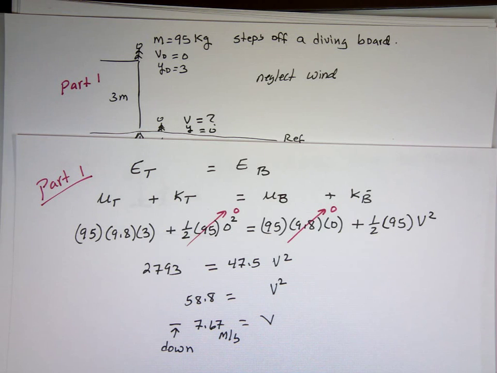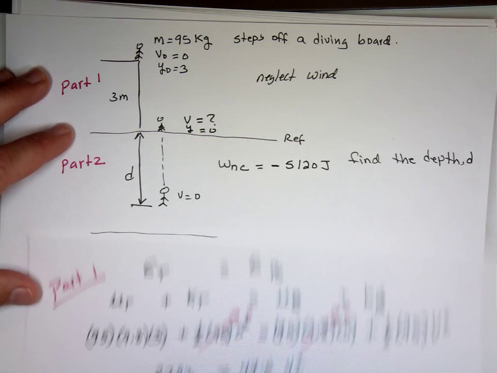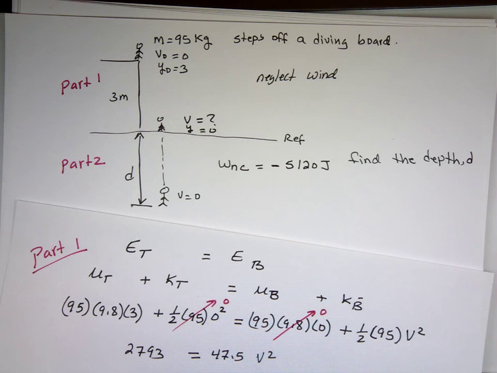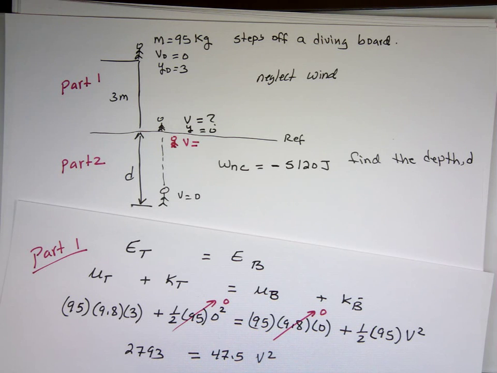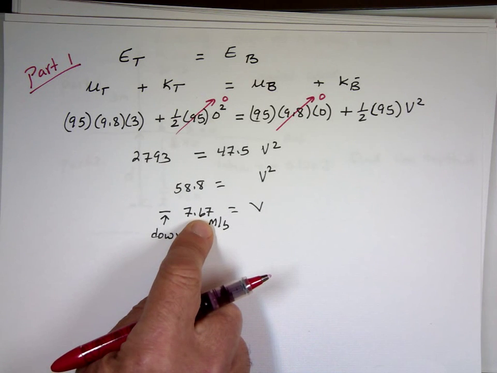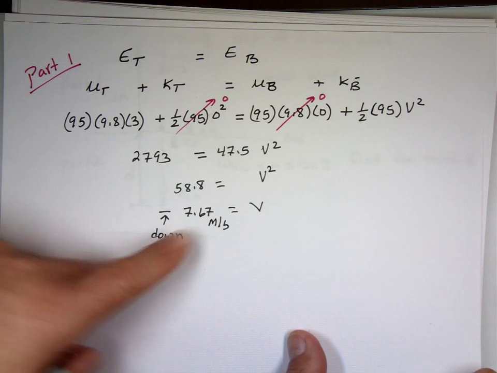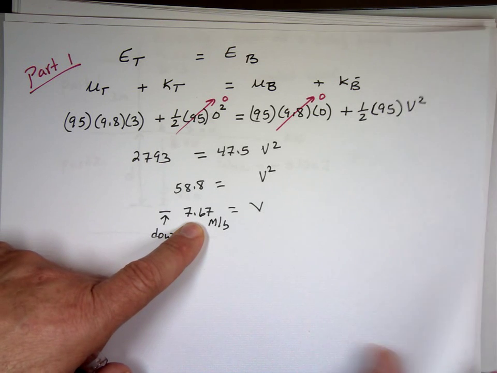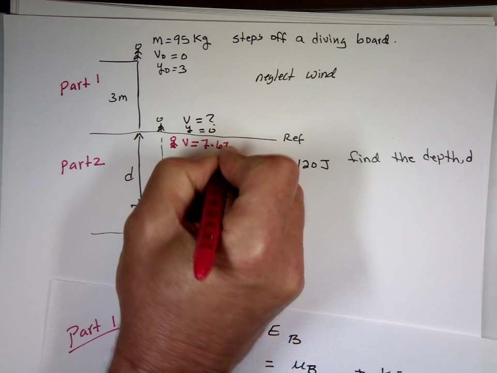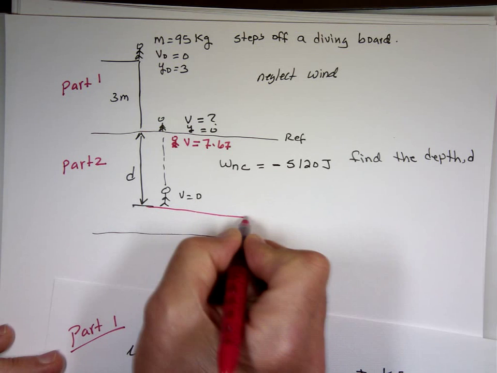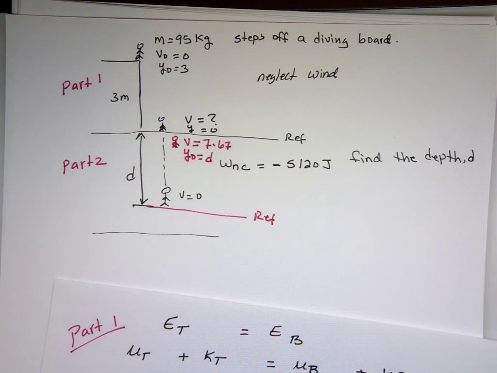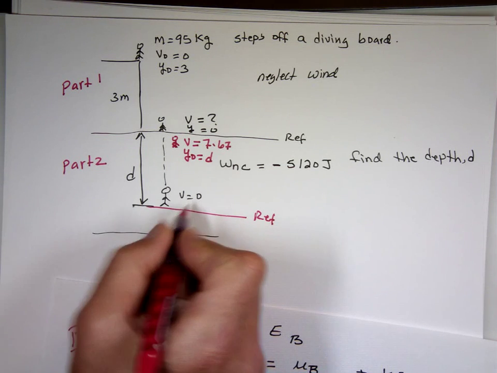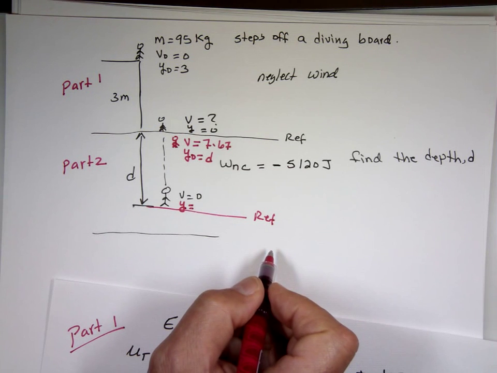Now let's look at part 2. Let's look at the picture now. Part 2 is once you hit the water, right there. Once you hit the water, what was your velocity? Do we know what that number is? 7.67, we just calculated that. So that becomes the second part of the story. Once you hit the water, you have a speed of 7.67, coming down. Now, if I use this as reference, what is the initial height when you hit the water? D, right? And what's your final height? Zero.